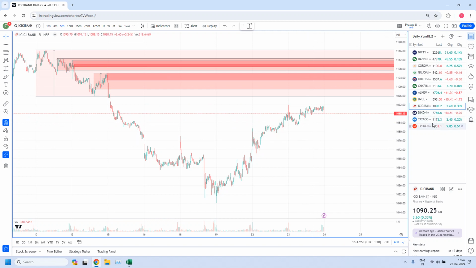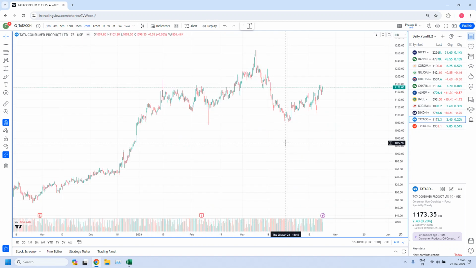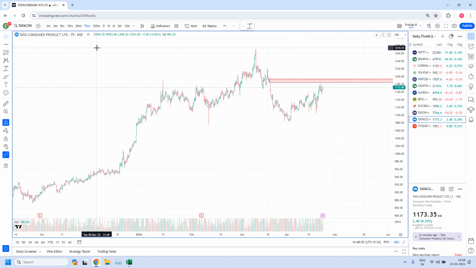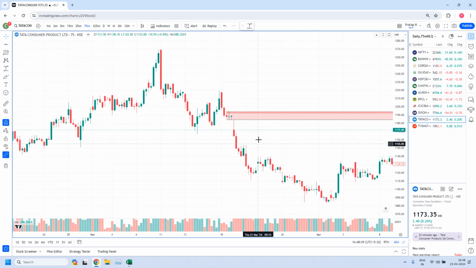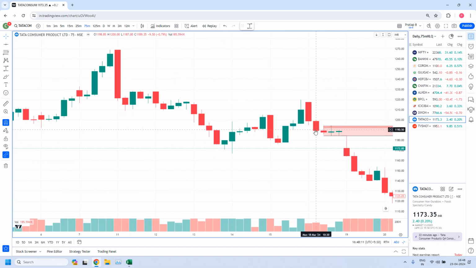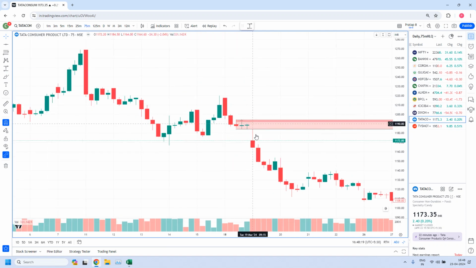Dixon we already discussed. TVS Motor we discussed, and the last one is Tata Communication. In Tata Communication, I think the structure is not good. This is a 75-minute zone. We have a drop, 3 base candles and a drop with hidden body. You get a very big body. So drop base drop, this is the high liquidity.